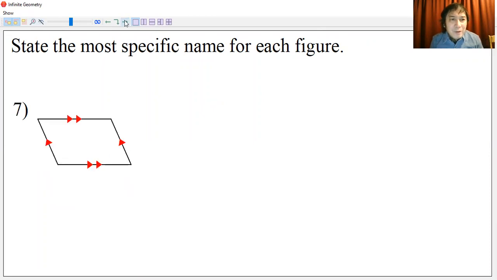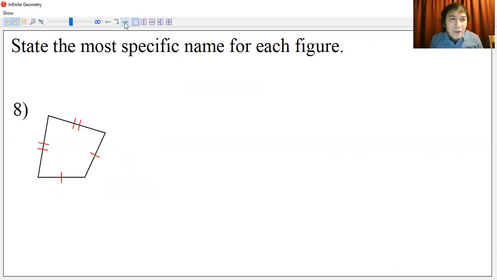Number 7. Okay, this is similar to the first one. This must be a parallelogram. Opposite pairs parallel and the other opposite pair parallel. So the general term that we should be using is a parallelogram. I would say it's a parallelogram. Let's verify. Yes, it is parallelogram. Okay, so let us proceed to the next.